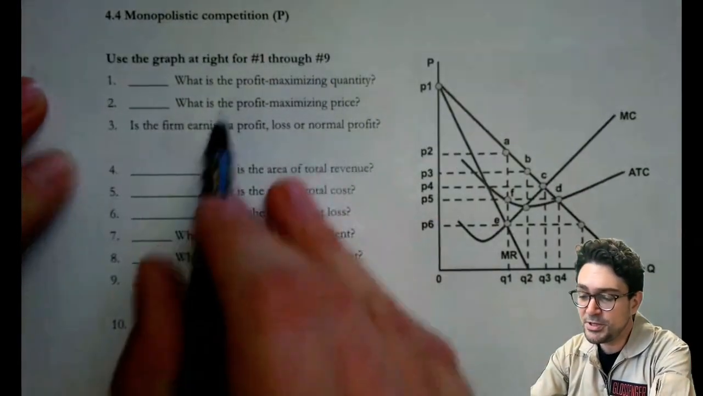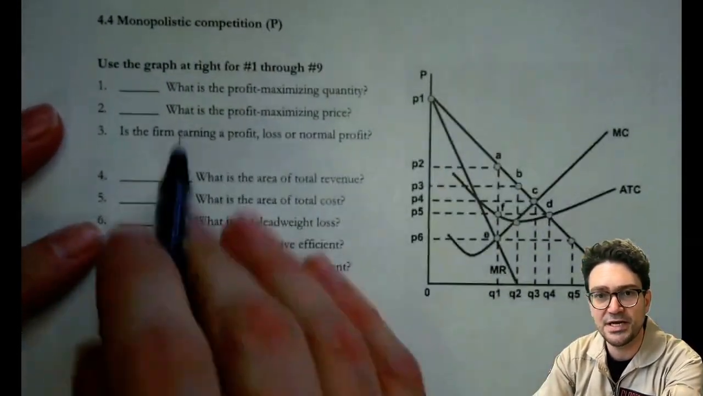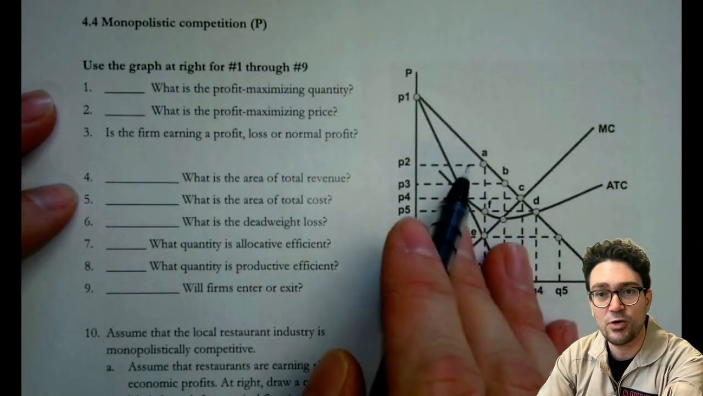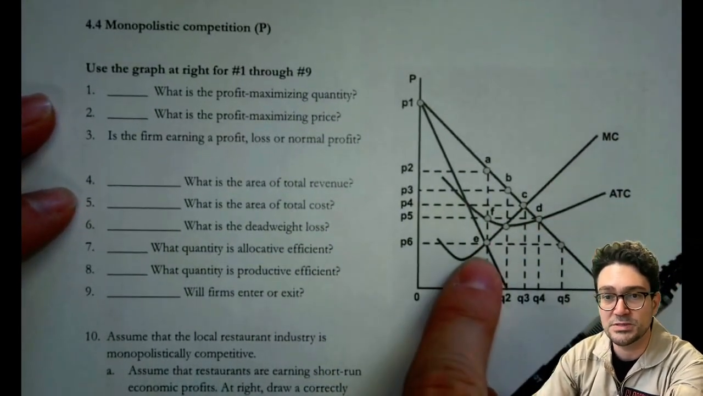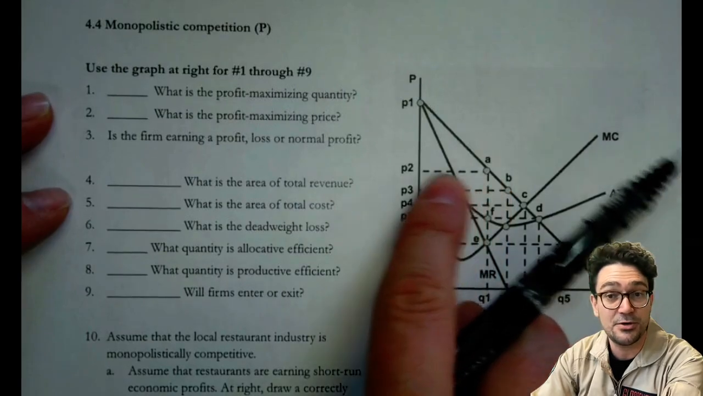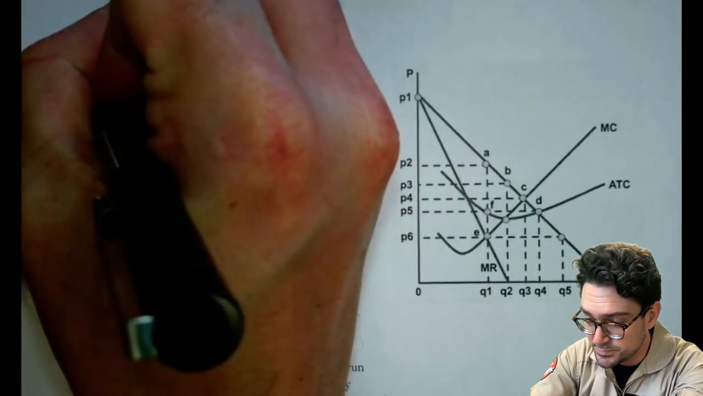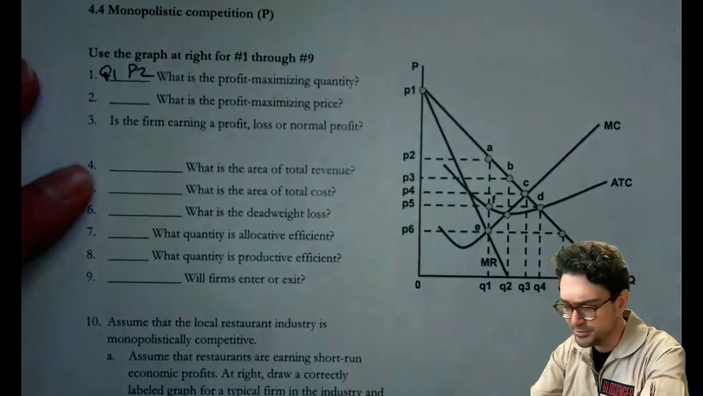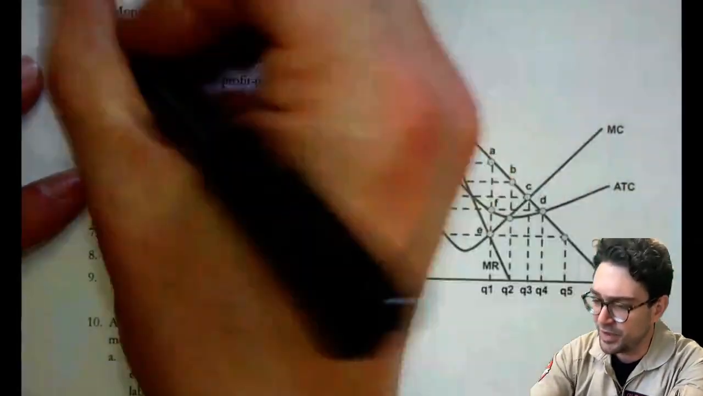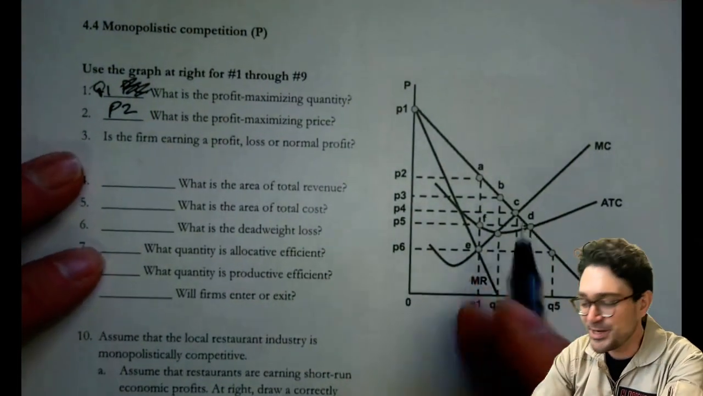Okay, so the first part says use the graph at right for numbers 1 through 9. So we're just going to use this graph and identify some areas. Profit maximizing quantity and price. We're going to look for marginal revenue equals marginal cost. That happens at point E, and that's Q1, and then go up to the demand curve to find the price. So that's P2. So Q1, P2. What's the profit maximizing? Oh, duh. P2, Q1. Be helpful if I could read my own stuff, right?